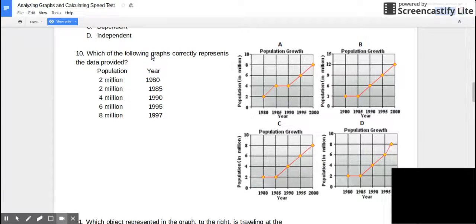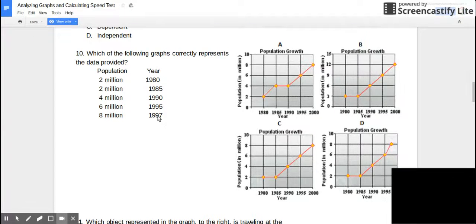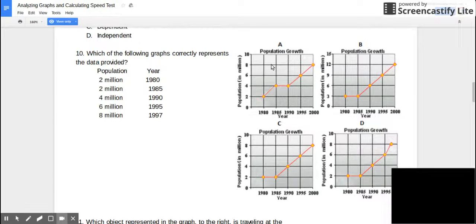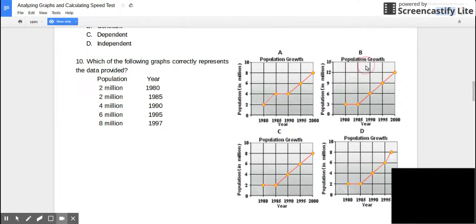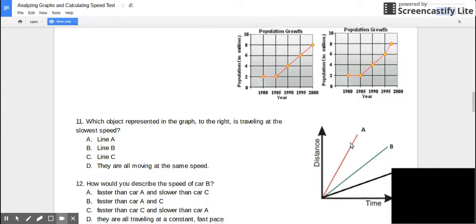Now, the question says, which of the following graphs correctly represents the data provided? And here it gives you the populations, and here it gives you the years. So you're going to look at which graph for 1980 says 2 million, for 1985 says 2 million, for 1990 says 4 million, for 1995 says 6 million, and then here it says 1997, 8 million. One of these graphs matches this data. You'll put A, B, C, or D.